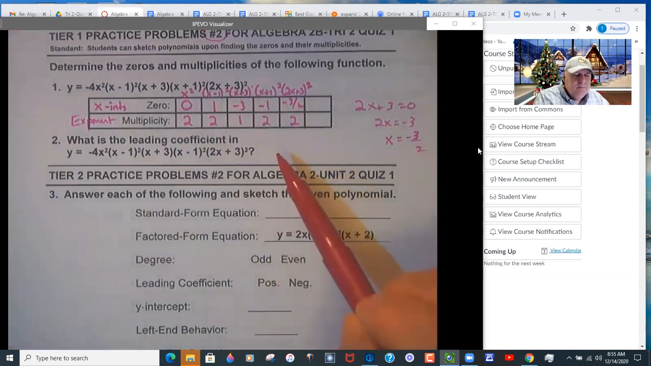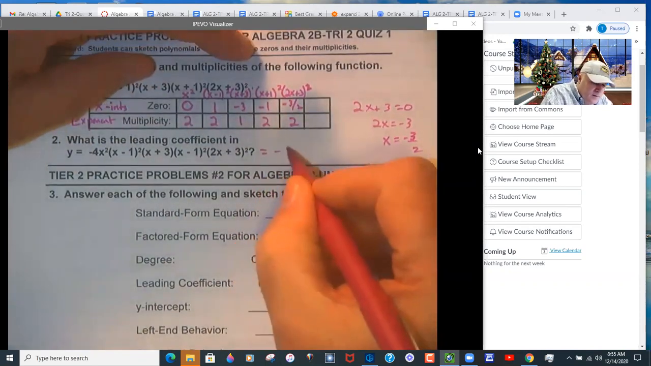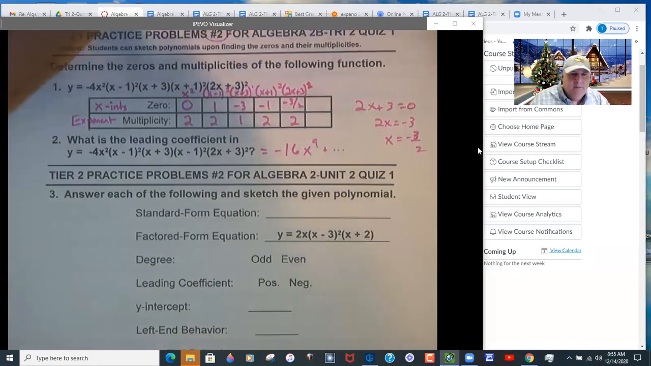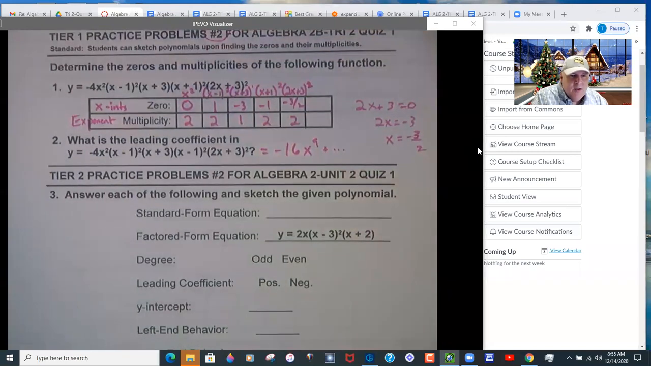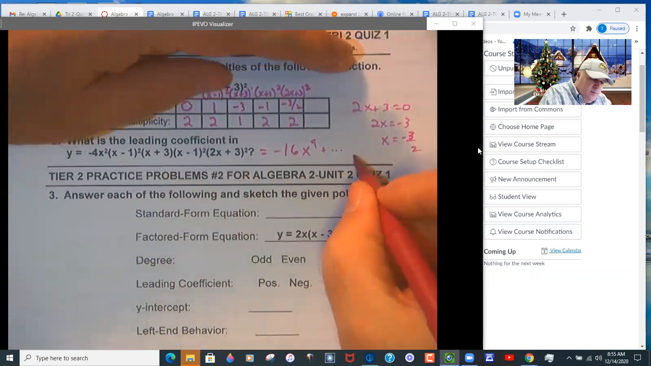Problem 2. What's the leading coefficient? Now, you can take this into Wolfram Alpha and type the whole thing in. You are welcome to do that. And you'll notice when you do that, that negative 16x to the 9th, and then plus a whole lot of other stuff. But that first term would be negative 16x to the 9th. So what's the leading coefficient? Negative 16. You are welcome to do that.